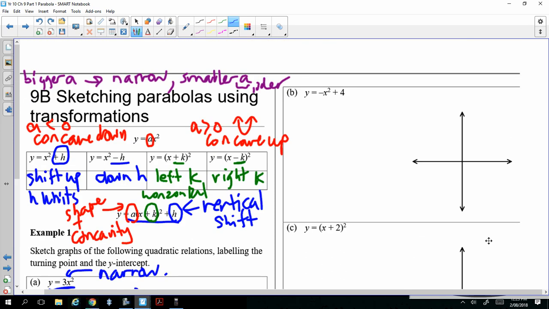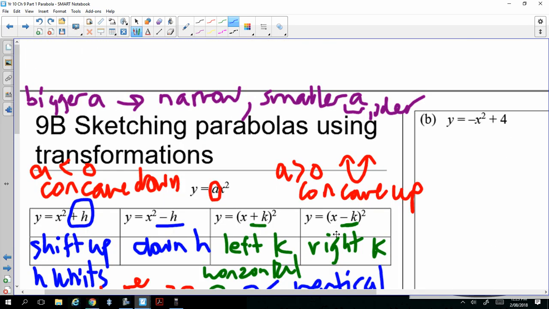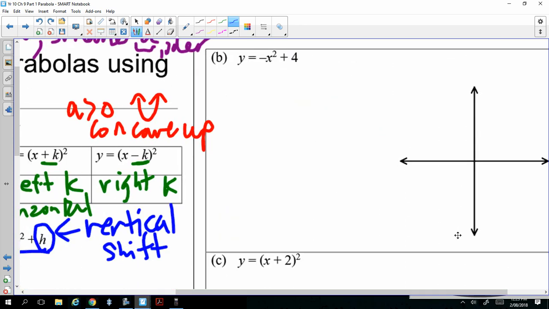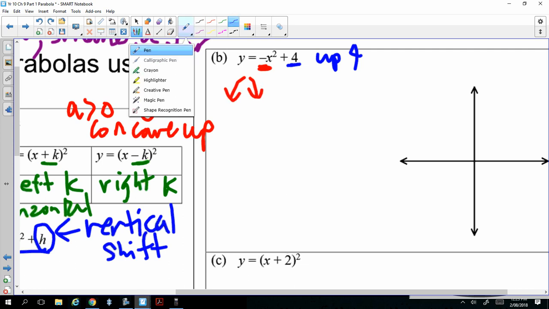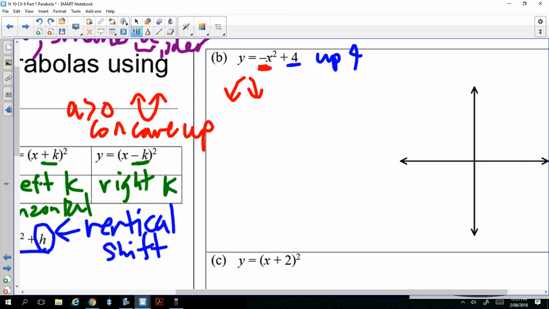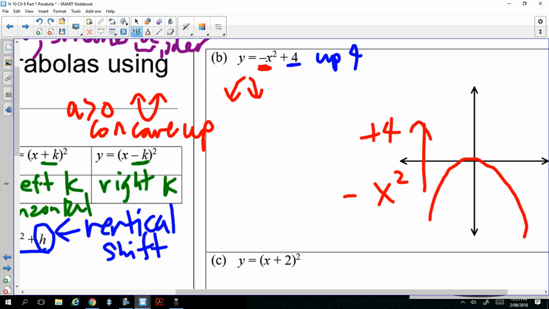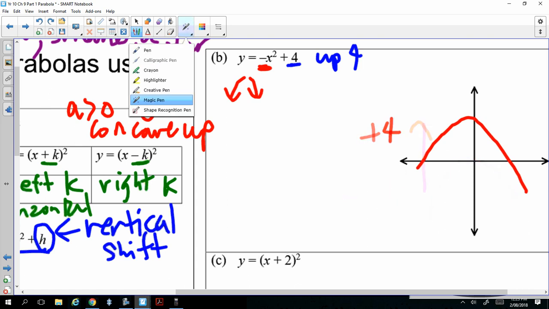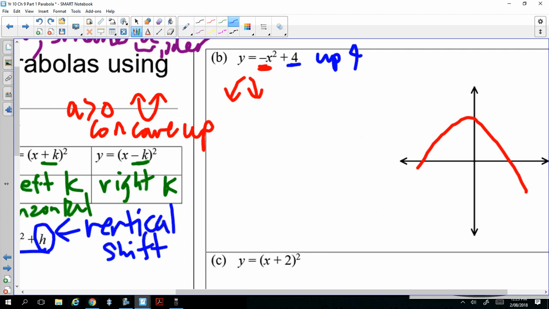Negative x squared plus 4. What does the plus 4 do? You shift up 4. And what's the concavity? The negative means it's concave down. Right? So maybe I'll use a magic pen. You draw a concave down parabola, which is negative x squared, and you're going to shift up 4 units. Okay, good. So it just disappeared, which is good. Now I could draw it properly. Let's get my pen here. It's going to shift up 4 units, so it's going to end up at 4.